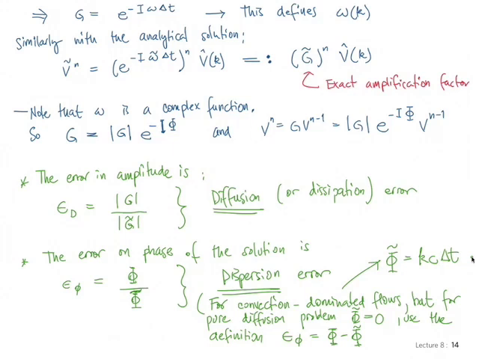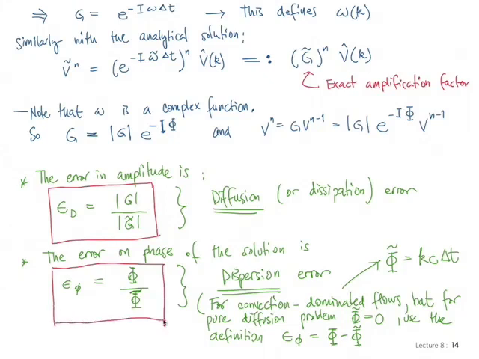So now we have two definitions of errors, the diffusion error and the dispersion error. And you see that these depend on our Fourier decomposition of the solution like we did in the von Neumann analysis. Before we used that just to get our amplification factor G, but now we could use it to get these errors and look at how those errors turn out for each of our numerical schemes. So that's what we do next.